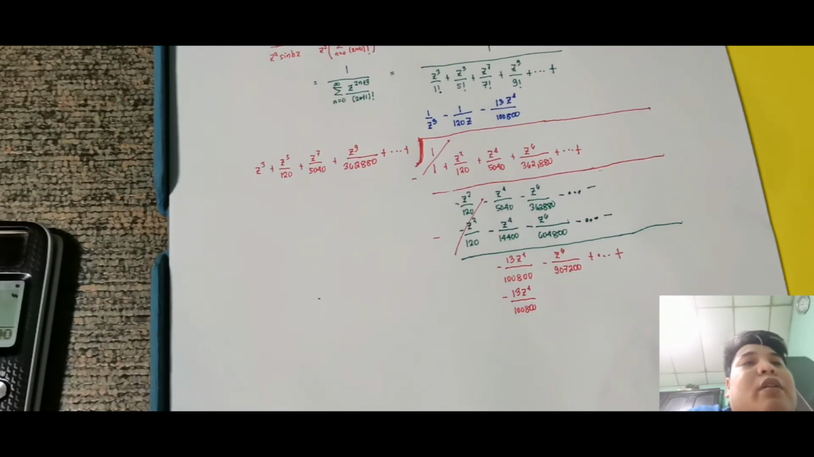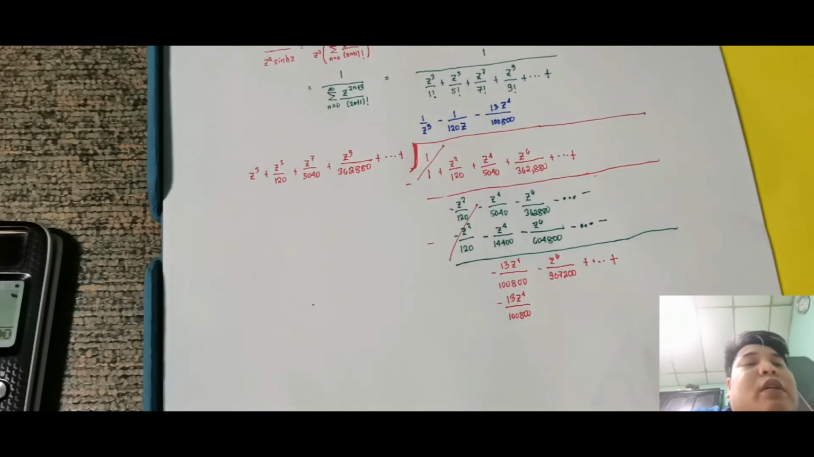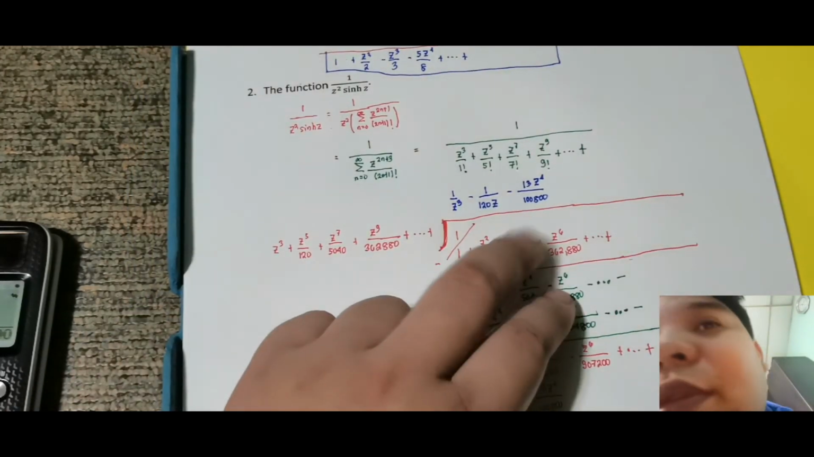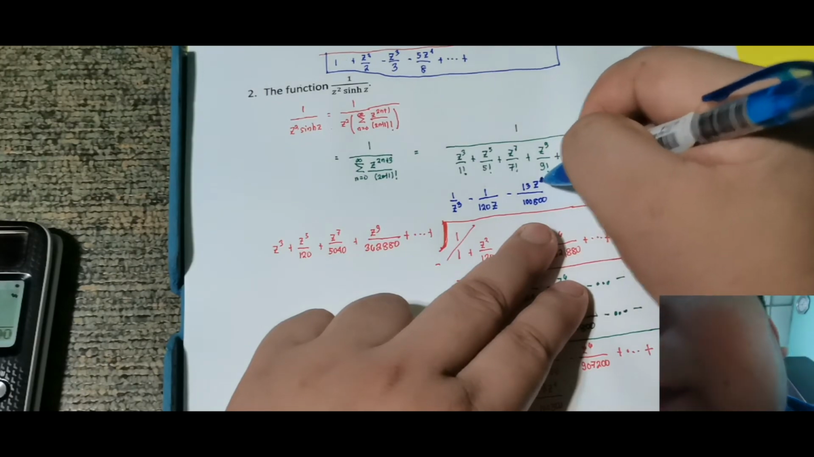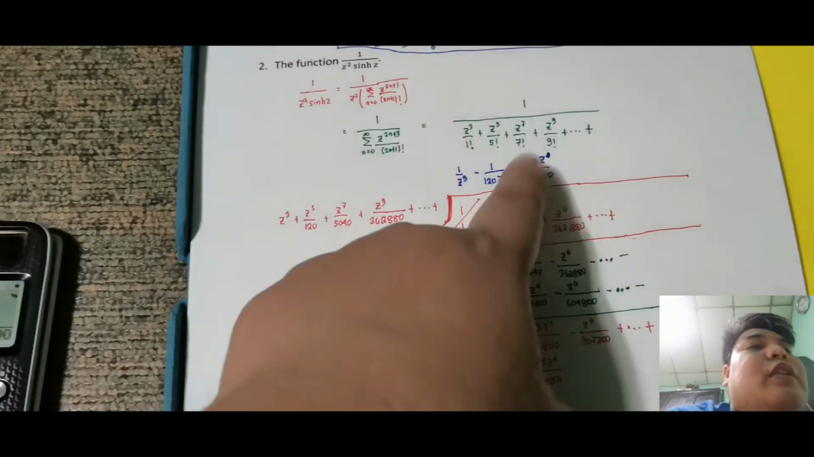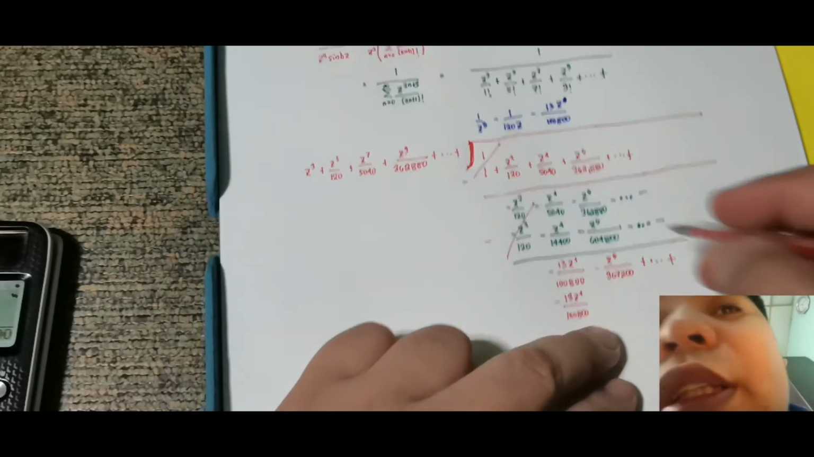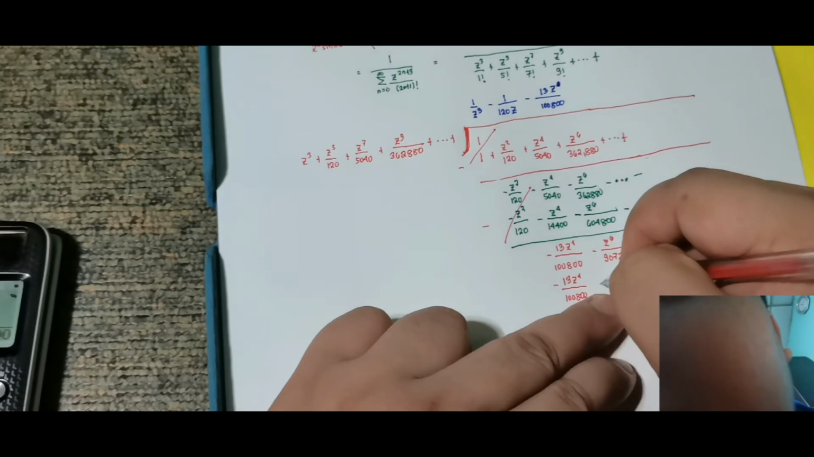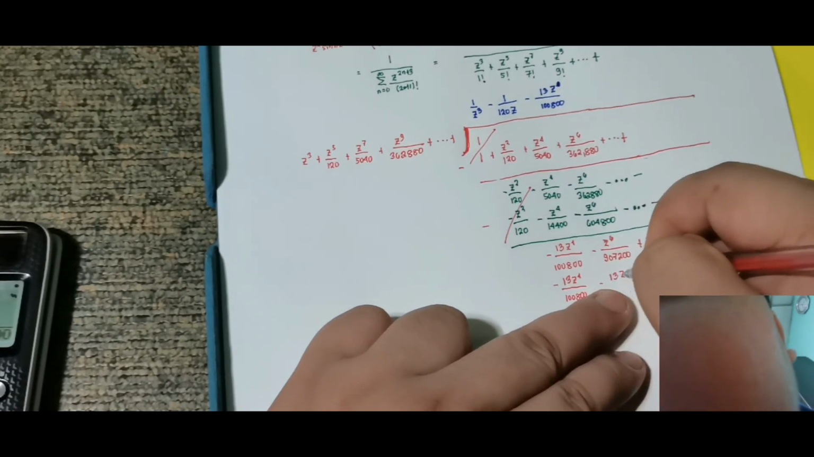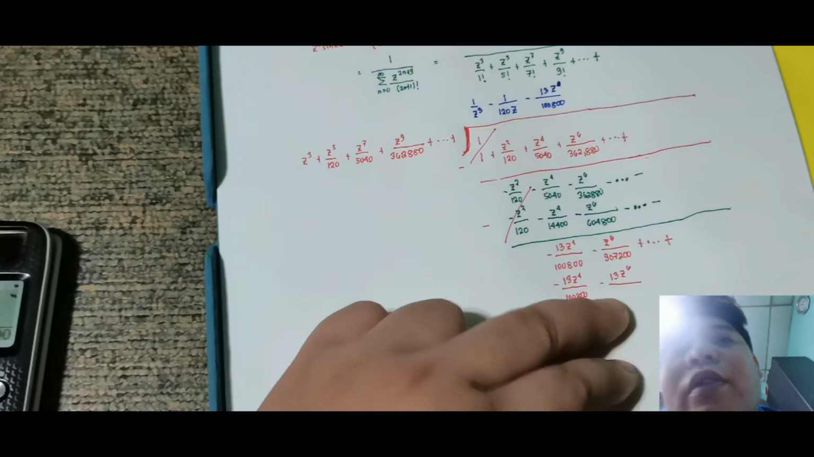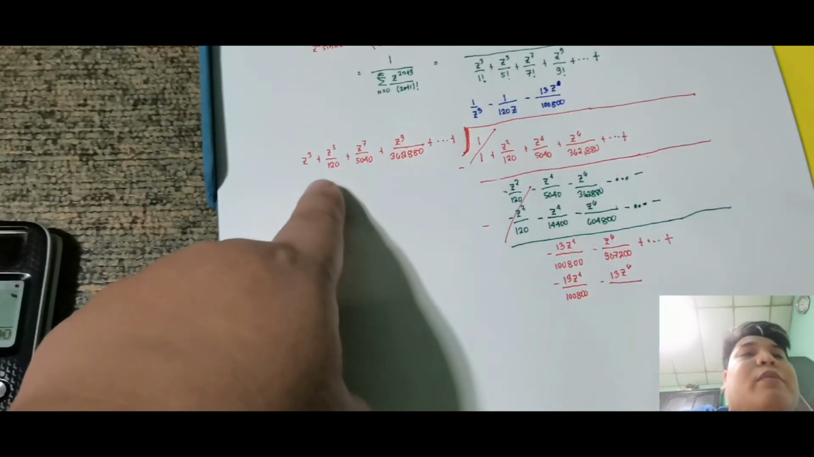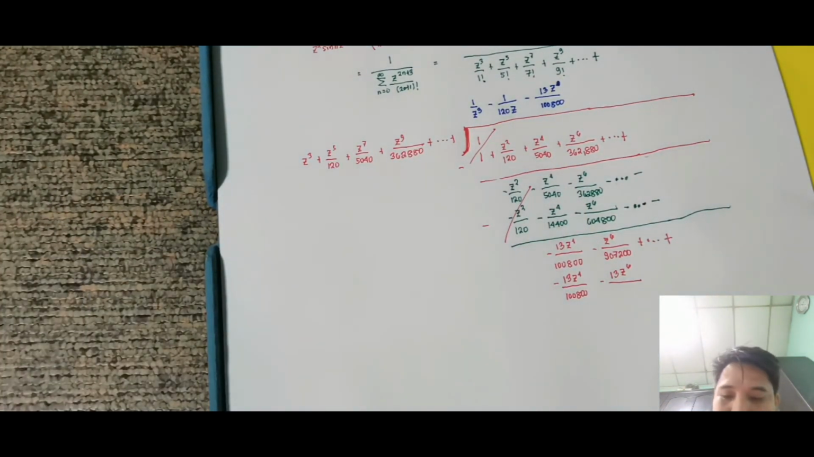So check ko lang, sorry, hindi z to the fourth. So negative 13z times dito to the 6 na. Okay, so negative 13, this is negative 13z to the 6 over 100,800 times 120. So multiply natin yun. So 100,800 times 120. That is 1,209,000. Sorry, 12,096,000.